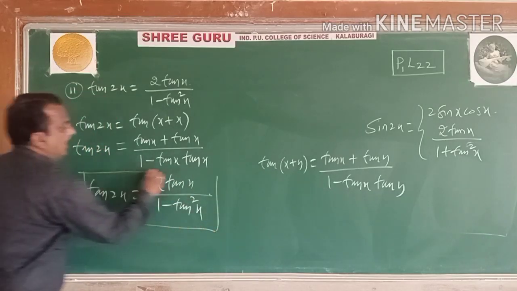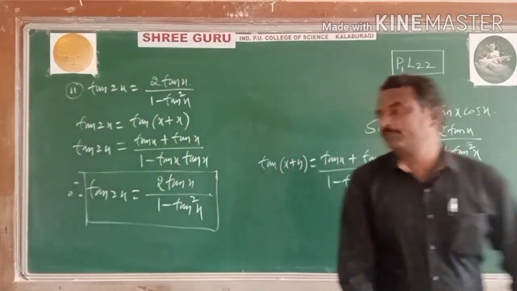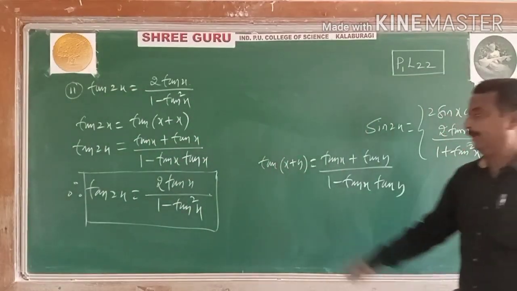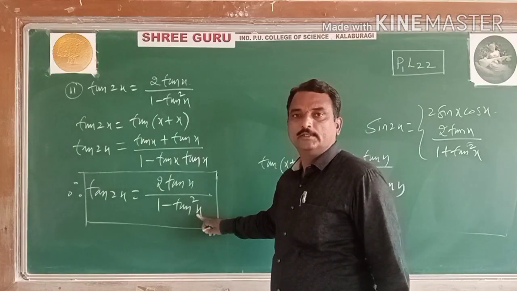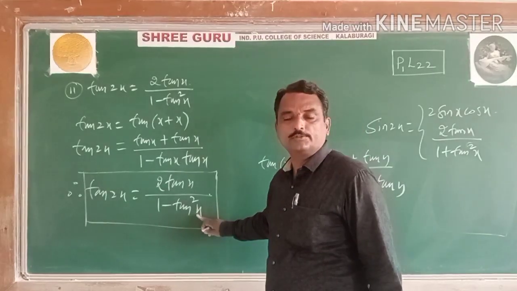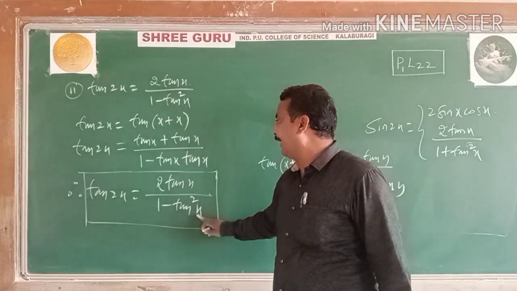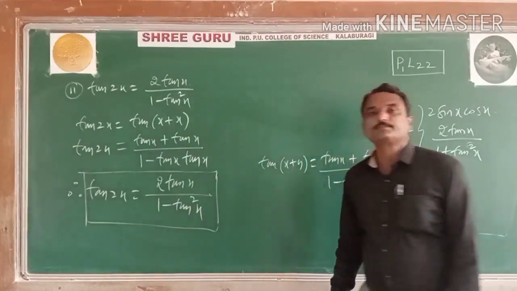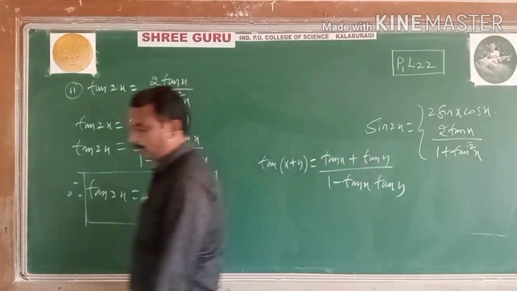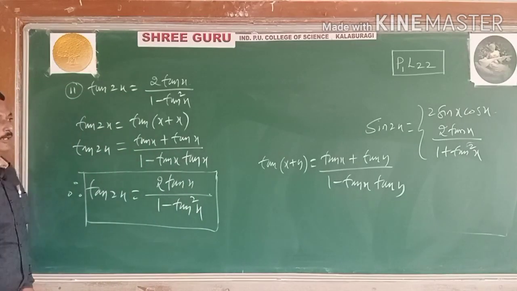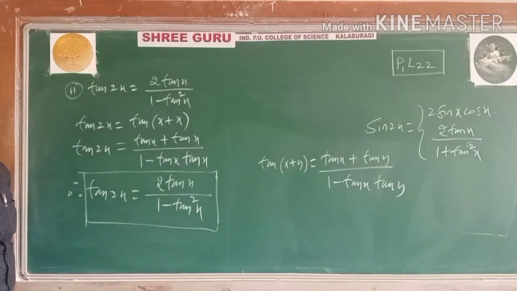This is the tan 2x in terms of tan only: 2 tan x divided by 1 minus tan square x. This is the tan 2x formula, students.